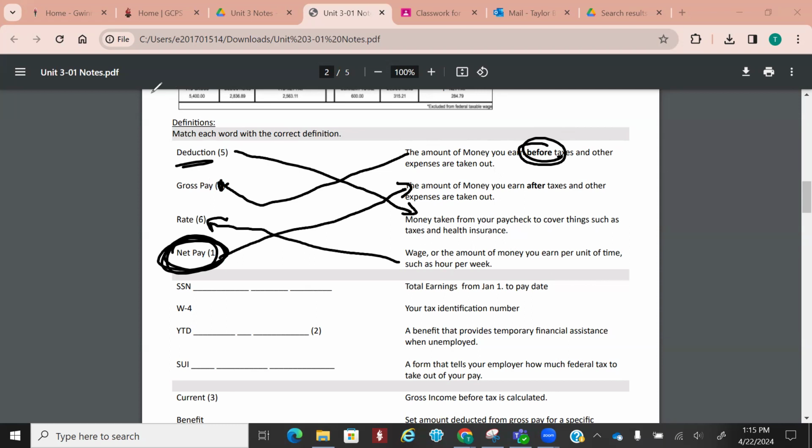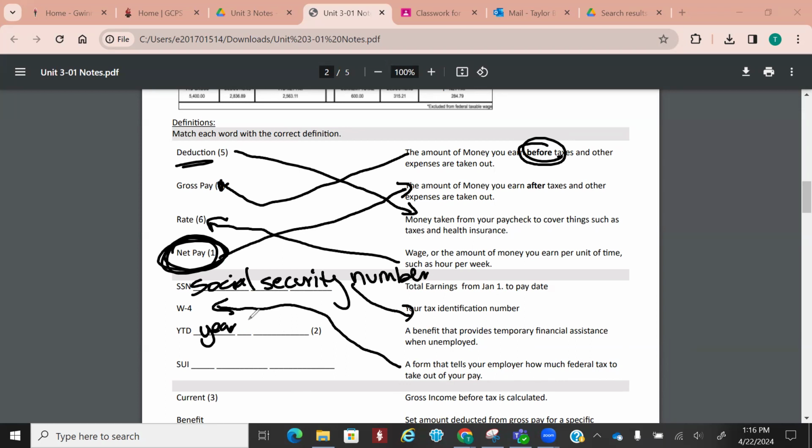Okay. So on the next one, your social security number. This is the number that you need to memorize after high school, because that's how you communicate with the rest of the world. That is your tax identification number. Your W-4 is going to be a form that tells your employer, hey, they work with you, and then how much money is actually going to be taken out of your pay.